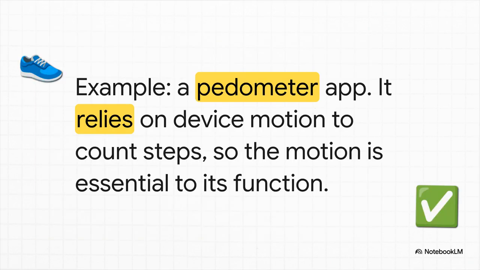And the perfect example of this is a step-counting app. I mean, the whole point of a pedometer is to use the phone's sensors to track your movement. You can't just have an on-screen button that says "add 100 steps," right? In that case, the motion is totally essential to what the app does, so it's exempt.